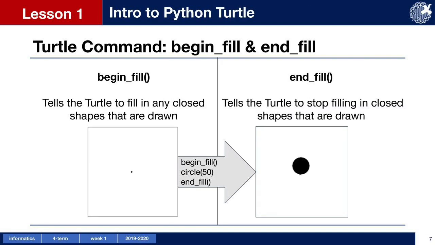If we want to draw a shape and fill it in, we can use the begin fill and end fill commands. We call the begin fill command before drawing our shape, which is a circle in this example, but could also be any closed shape, and when turtle's trail crosses over itself, the shape inside will be filled in with whatever color was chosen. Use the end fill command to stop turtle from filling in shapes.